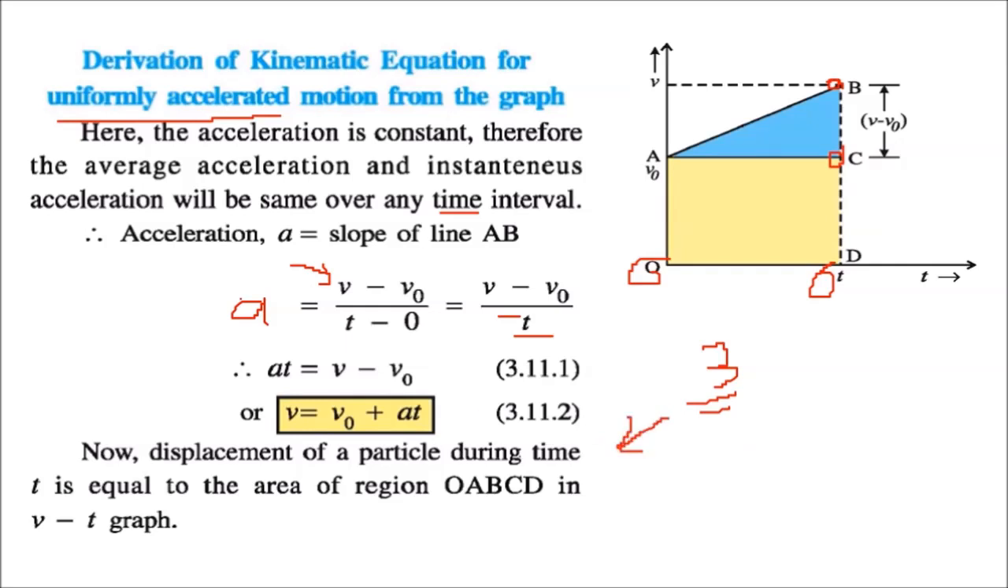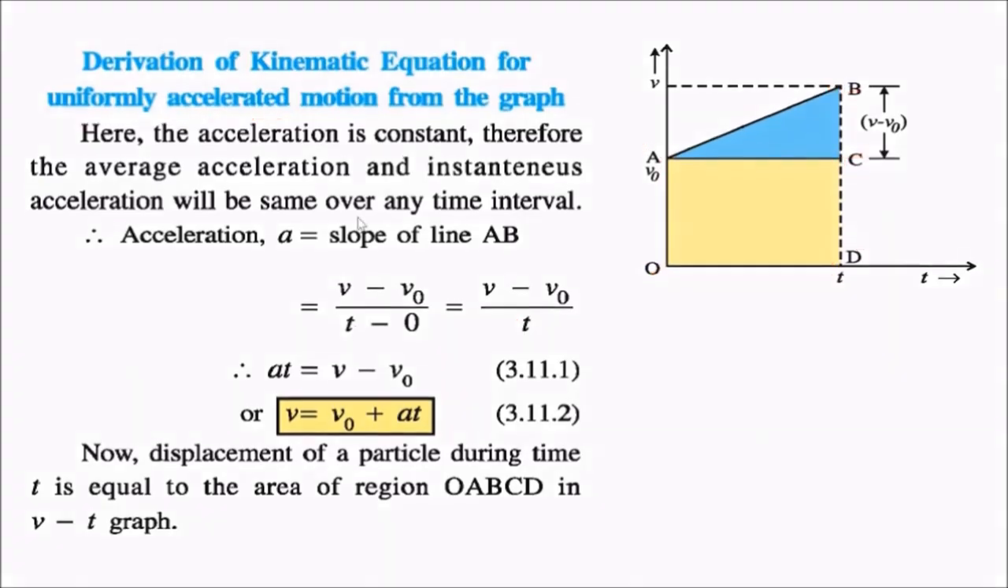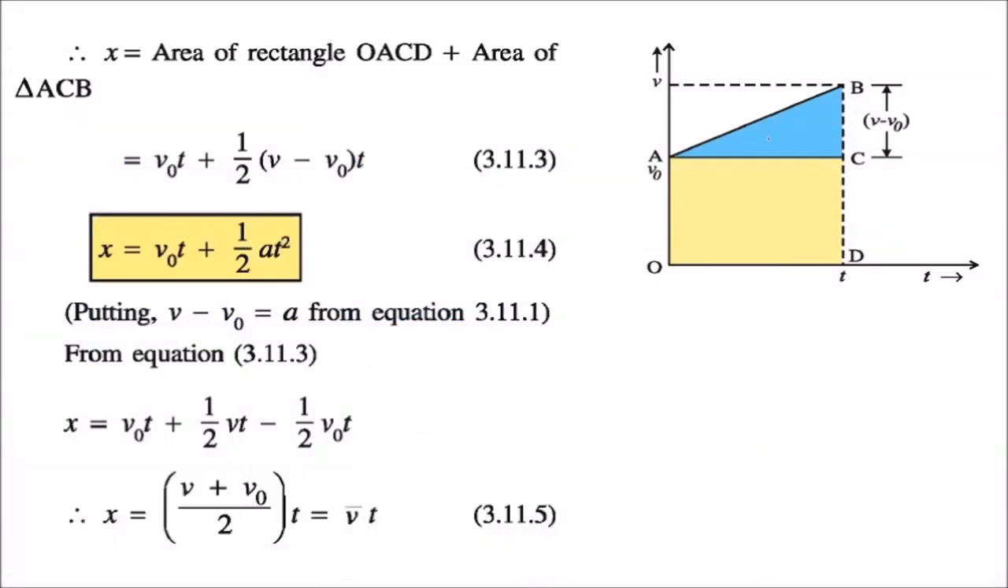So the displacement of the particle during this time is equal to what? As we said, it is just the area of region OABCD under the v-t graph. We can divide it into two parts: one is a rectangle, the other is a triangle. So the area of rectangle OACD and the area of triangle ACB. From here to here it is v0, and from here to here it is t, so v0 into t is the area of the rectangle. For the triangle, we have base t and altitude v minus v0, so half into base into altitude is half into v minus v0 into t.